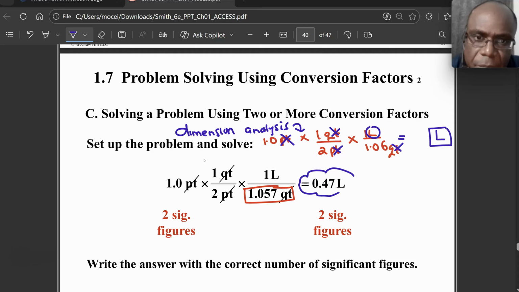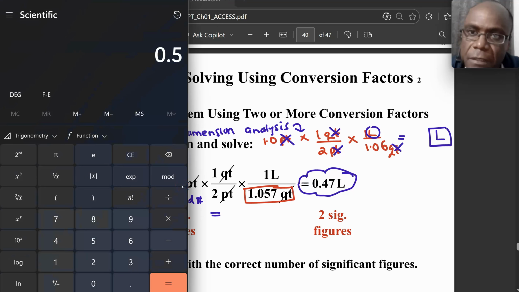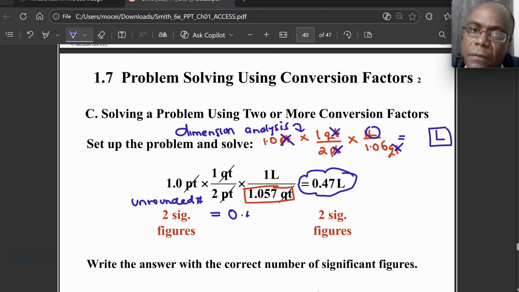Now, doing the math, let me give you the unrounded number first. According to this calculation, it's going to be 0.5, which is 1 divided by 2, divided by 1.057. And the answer here, less unrounded, is 0.47303689. Let me stop there. There are so many numbers, as you can see in the calculator.